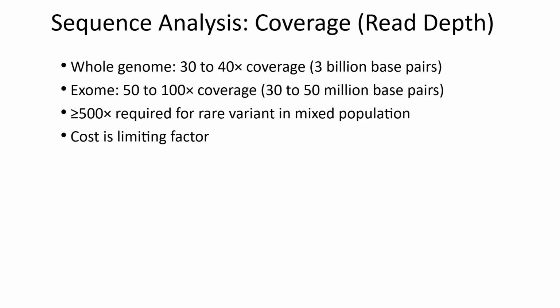Whole genome, 30 to 40 times coverage. Exome, 50 to 100 times coverage. Greater than 500 times is required for a rare variant in a mixed population. Cost is a limiting factor, so of course we could do it, it's just at what cost?